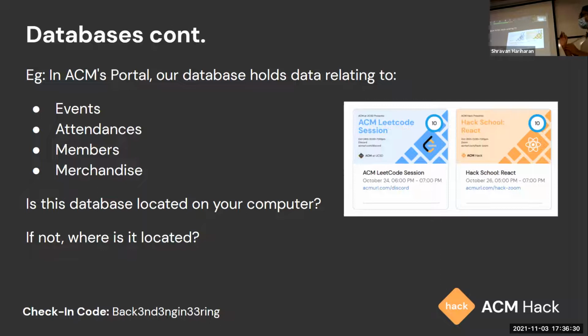So some of you might not be familiar with AWS, but the point I'm trying to make here is that databases are always stored on a computer, but they might not necessarily be on your computer. They can be on someone else's computer. In this case, ACM's portal database is in the cloud. It's on a service called Amazon Web Services, where Amazon holds our data. So Jeff Bezos has access to all our data. That's where it's stored.